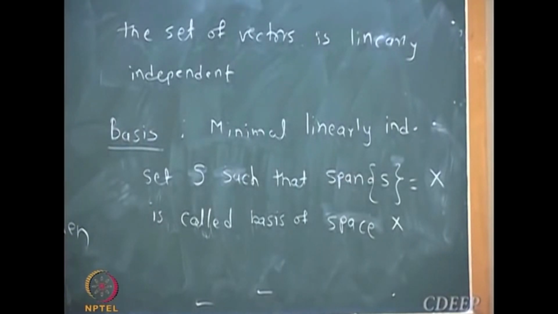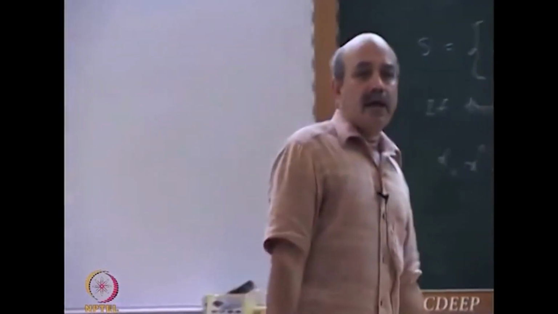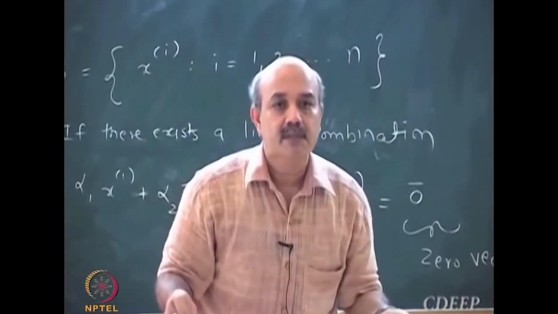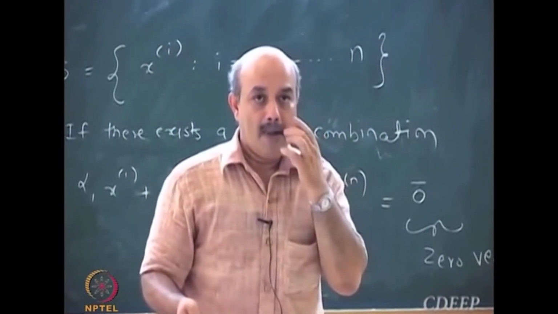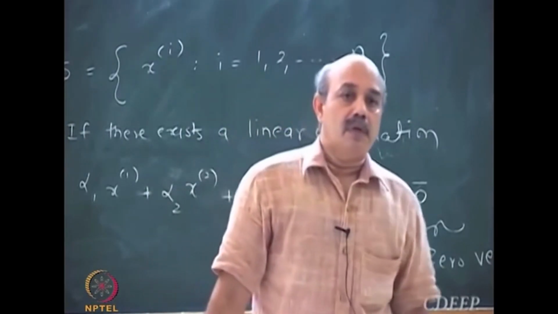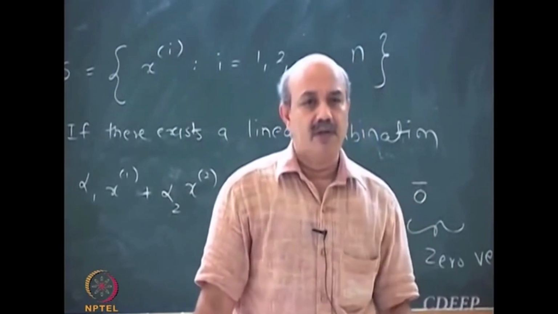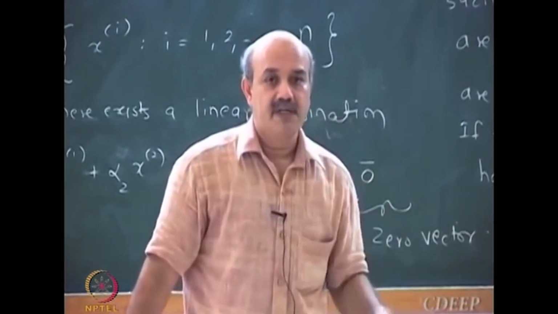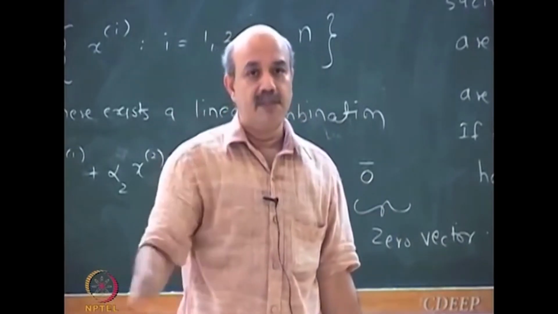So the minimal linearly independent set, which generates the entire space. Sir, why minimal? Because in 3 dimensions I can take 4 vectors whose span can generate the entire space. Sir, but they won't be linearly independent. One will be dependent on the other 3. Yeah, the minimal is not really required. The linearly independent set which generates the entire space. When you say entire space, actually it's the minimal set again.